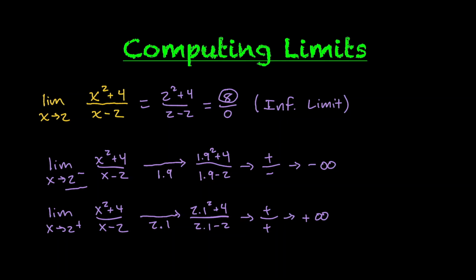So one side goes to negative infinity, one side goes to positive infinity. Overall, the limit doesn't exist. Remember, they would both have to go to positive infinity or both go to negative infinity for it to exist and go to that particular infinity. But in this case, since they go to different versions of infinity, positive and negative, overall the limit doesn't go to the same thing, so the limit doesn't exist.